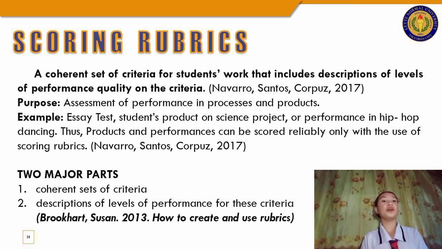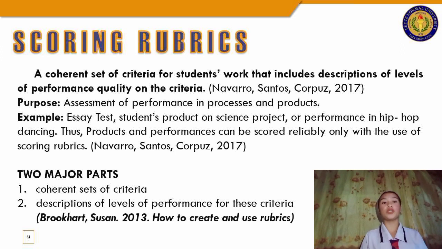Let's delve into the concept of scoring rubrics. A scoring rubric is a coherent set of criteria for student work that includes descriptions of levels of performance quality on the criteria. So a scoring rubric is essentially a well organized set of criteria for assessing students' work. This includes detailed descriptions of different levels of performance quality on those criteria. The primary purpose of using rubrics is to assess both the processes and products of students' performance.